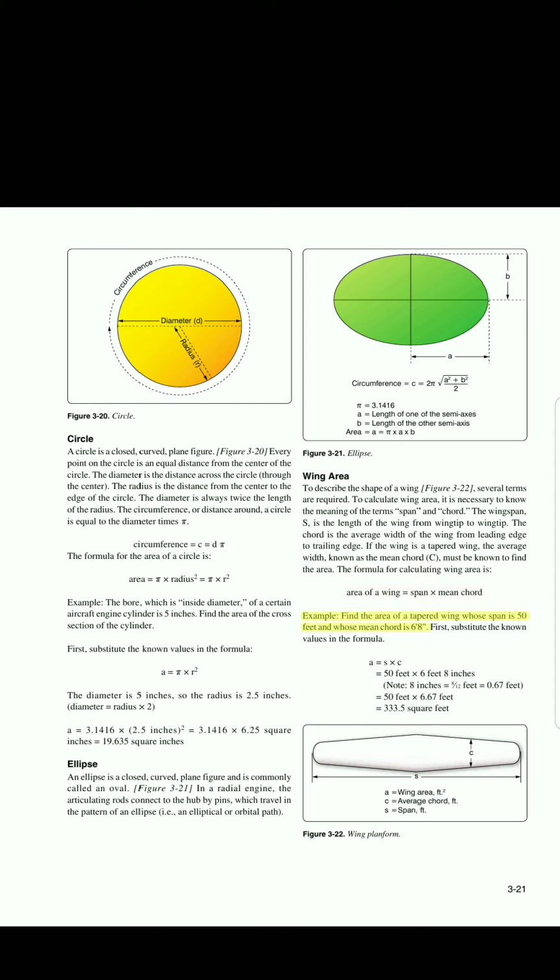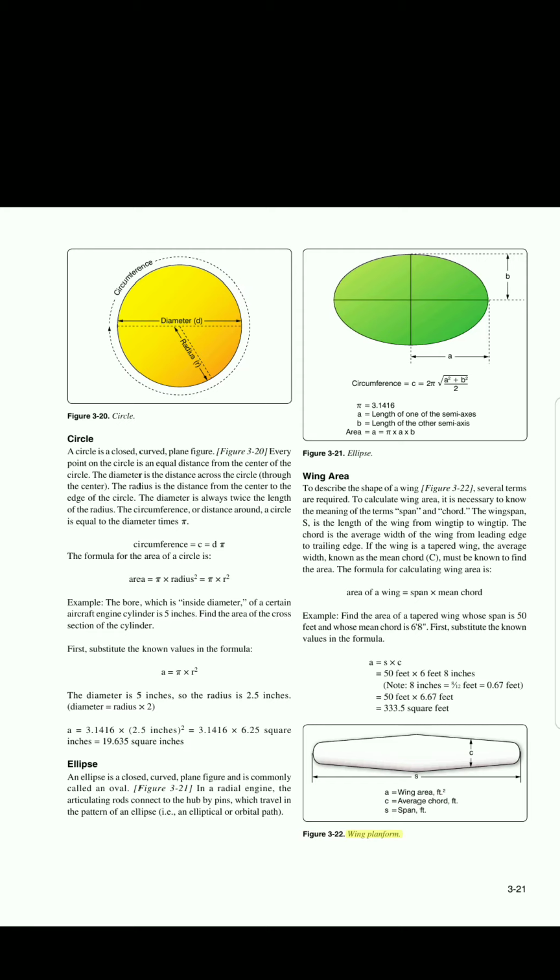Example. Find the area of a tapered wing whose span is 50 feet and whose mean chord is 6 feet 8 inches. First, substitute the known values in the formula. A equals S times C, equals 50 feet times 6 feet 8 inches. Note, 8 inches equals 8/12 feet, equals 0.67 feet. So 50 feet times 6.67 feet equals 333.5 square feet. A equals wing area, square feet. C equals average chord, feet. S equals span, feet. Figure 3-22.